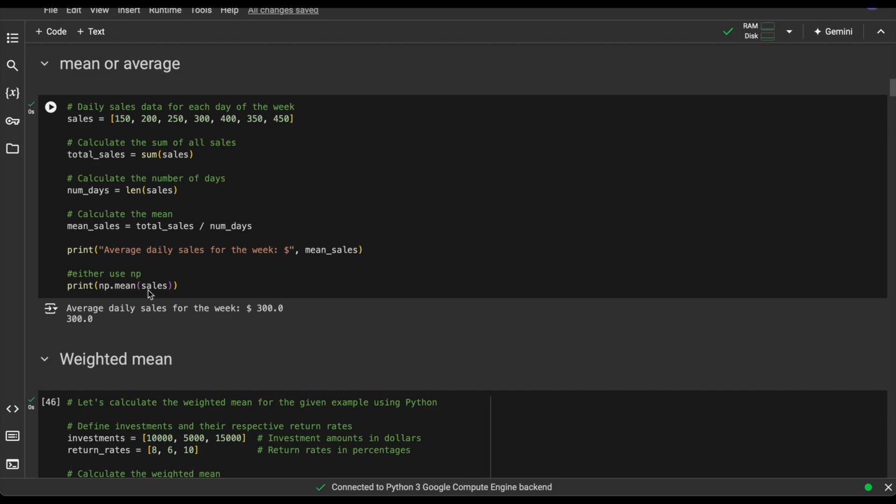You can also use np.mean, which calculates it automatically, so you don't need to know the formula. This means your average daily sales for the week is 300. The mean is a powerful tool for a data analyst or data scientist. It helps you make informed decisions based on historical data, whether you are analyzing sales, customer feedback, or productivity levels, and calculating the mean provides valuable insights into your business performance.